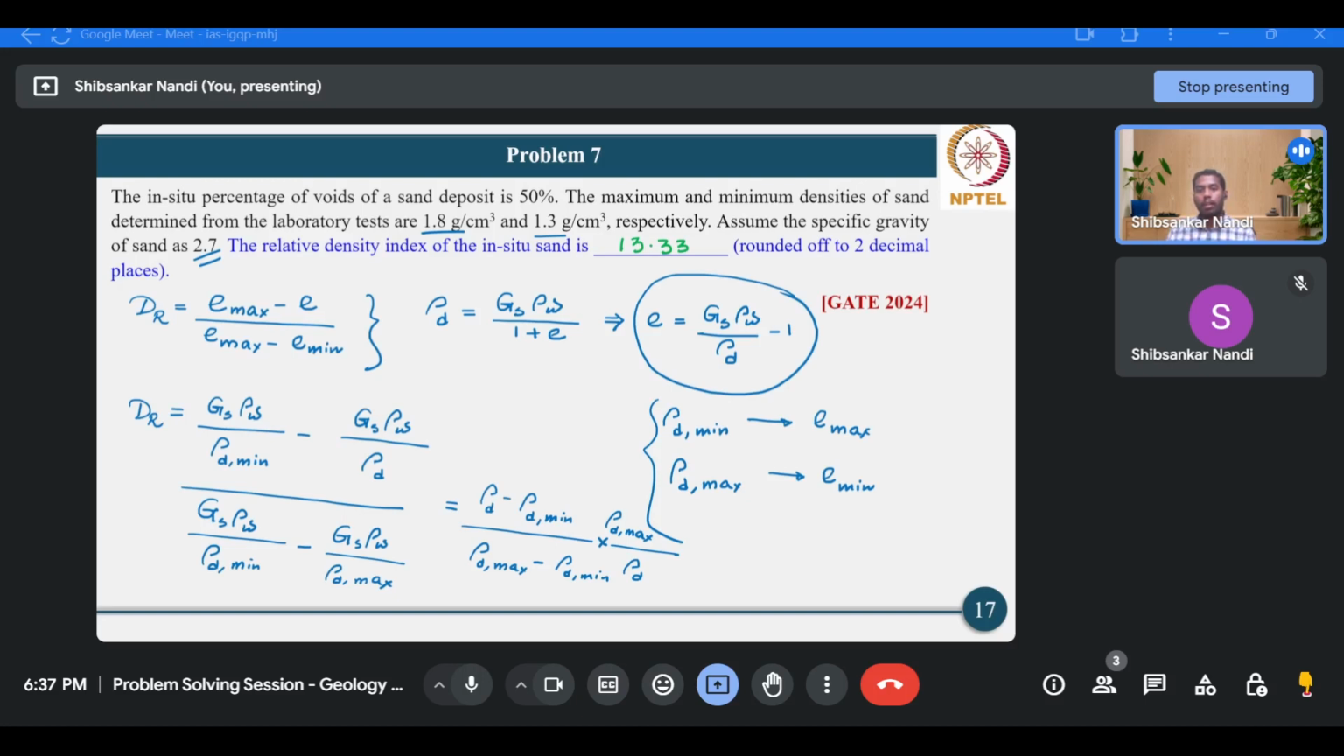So either you can determine the void ratio values from the given data, that means in the natural state, loosest and the densest state, then you can substitute those values in this expression, e max minus e by e max minus e min, to determine the relative density index of the sand. Otherwise, you can transform this equation in terms of densities. Then you can substitute the values of densities in the expression to determine the value of relative density index. Okay. So the second approach we have followed, and we have ended up with the relative density index as 13.33%.